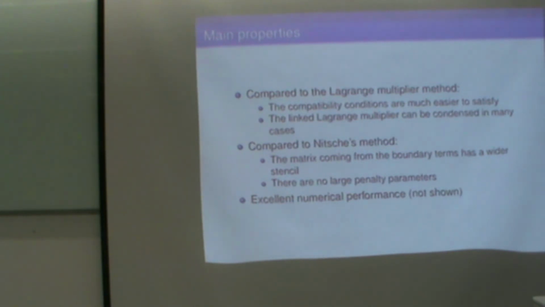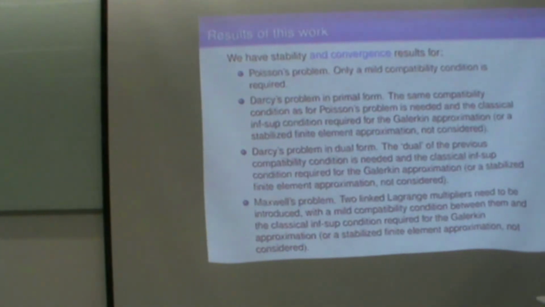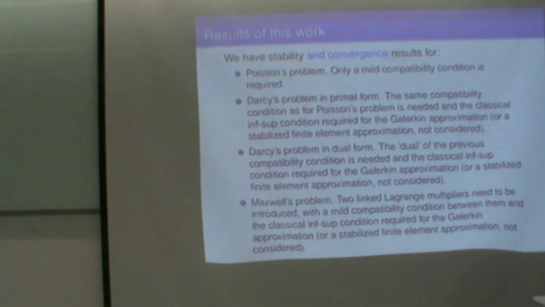Compared to Nitsche's method, the matrix that comes from the boundary terms has a wider stencil. That's something that has to be taken into account. So it involves more points. But there are no large penalty parameters to be chosen, and there is no length scale to be chosen, and it has an excellent numerical behavior. We have stability and convergence for Poisson, in primal form and in dual form, Maxwell, Stokes, and all the problems that I have not shown here.